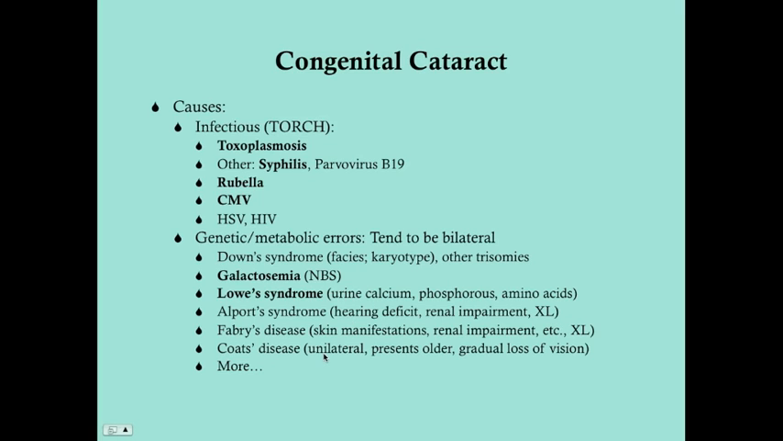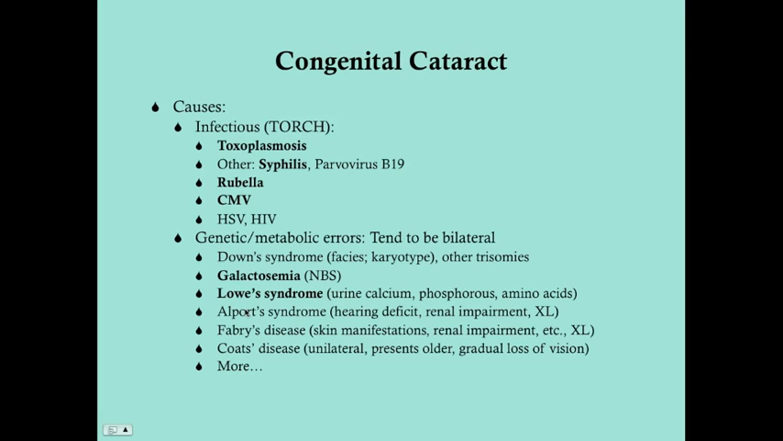Fabry's disease has skin manifestations as well as renal impairment and some other manifestations. That's also X-linked. Coats disease is usually a unilateral cataract. It usually also presents older, not in newborns, and there's a gradual loss of vision. Alport syndrome is good to know for nephrology purposes, but for these ones that aren't boldface here, Alport's, Fabry's, and Coats disease, I don't think the USMLE is going to throw a congenital cataract at you and put one of these as the cause.